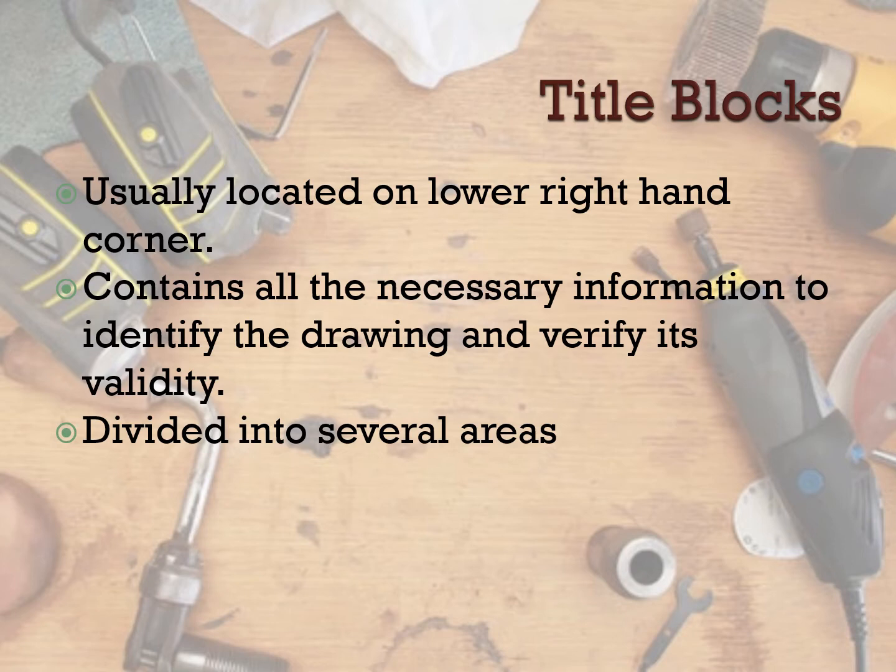Title blocks are usually located on the lower right-hand corner of your drawing. They contain all the necessary information to identify the drawing and verify its validity, so to make sure that you have the proper drawing. And title blocks are divided into several different areas.